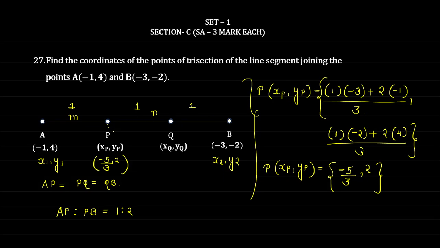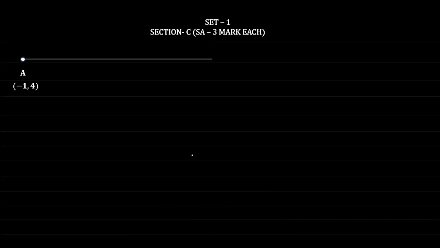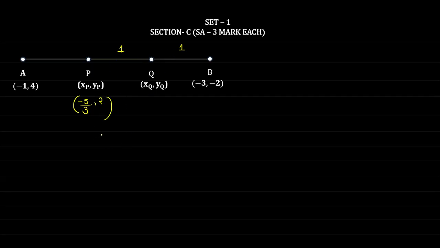So I have a choice. I can apply the midpoint formula here to calculate the coordinates of Q. Okay, so let me do that. If you apply the same formula here, see, this is 1 is to 1, and the coordinates of P we have just calculated, that is minus 5 by 3 comma 2. Okay, so let me apply the midpoint formula. What is the midpoint formula here? Average of x coordinates comma average of y coordinates.